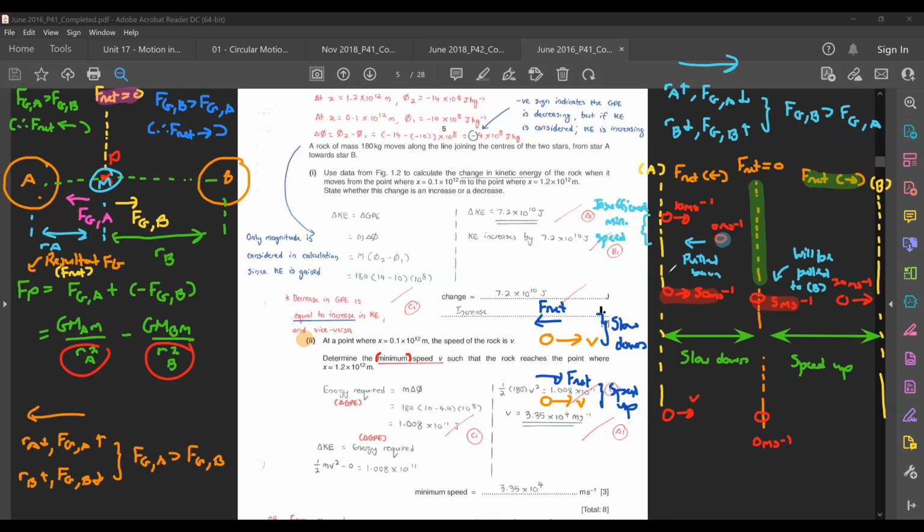This is the, if I try to write it out for you, this is the limiting case one at the point of being pulled to star B. Okay, so the thing that you just really need to realize from here is that if I go from here to here, then I would have a change in KE. All right, now that change in KE will be the same as my change in GPE.